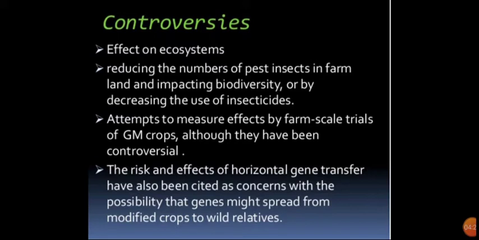Some of the controversies are that they have a major effect on the ecosystem, reducing the number of pest insects in farmland and impacting biodiversity by decreasing the use of insecticides. Attempts to measure effects by farm scale trials of GM crops have been controversial. The risks and effects of horizontal gene transfer have also been cited as a major concern, with the possibility that genes might spread from modified crops to wild relatives.